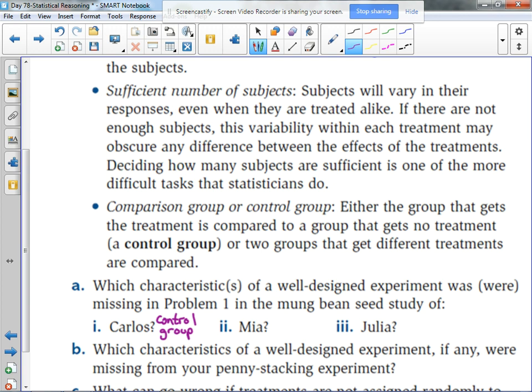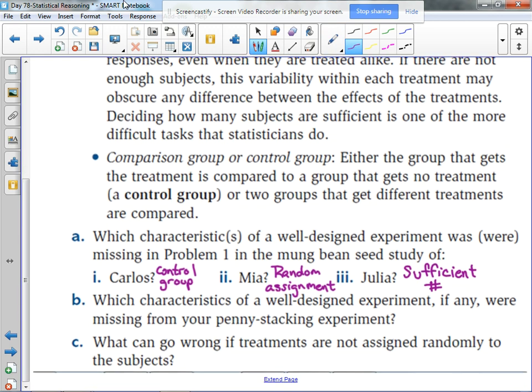With Mia, she was missing the random assignment. And Julia was missing the sufficient number. We don't need to worry about part B because we didn't talk about that. Let's look at part C.